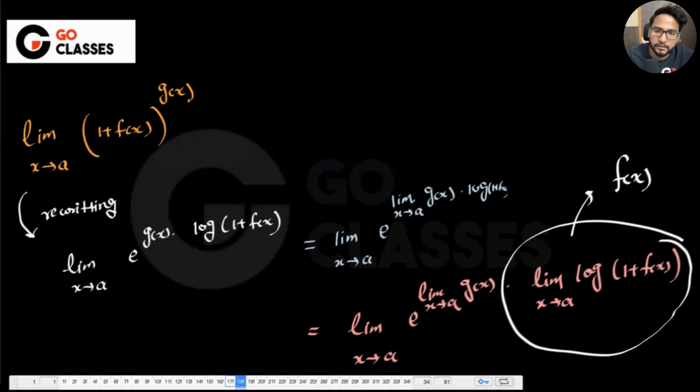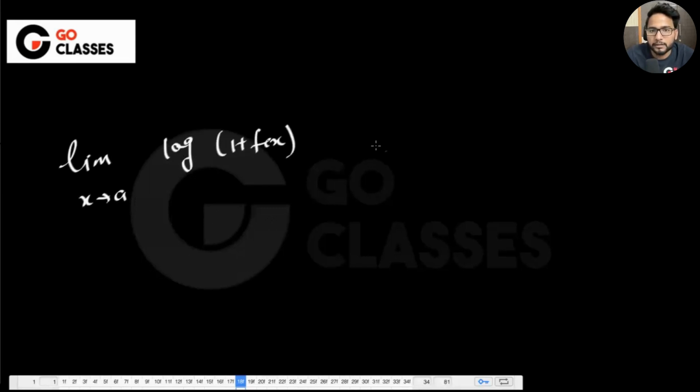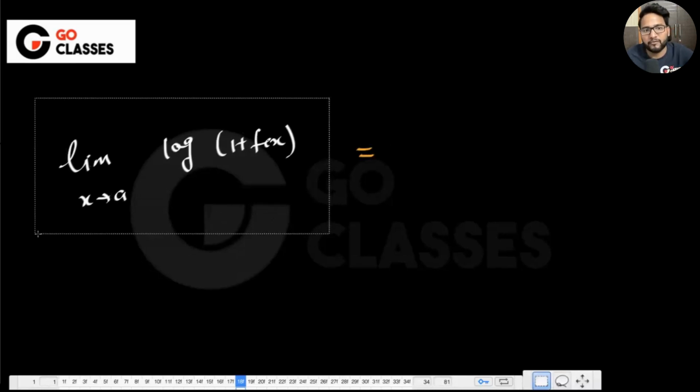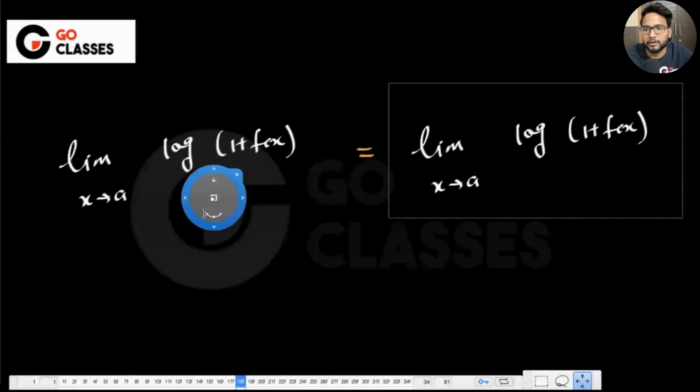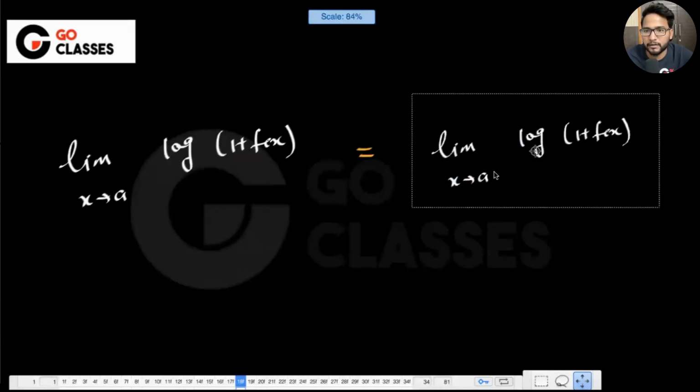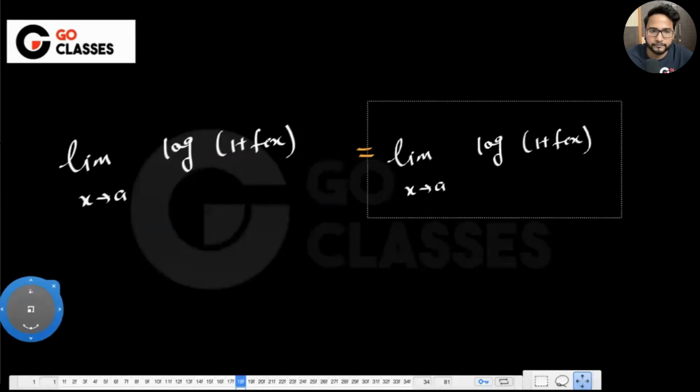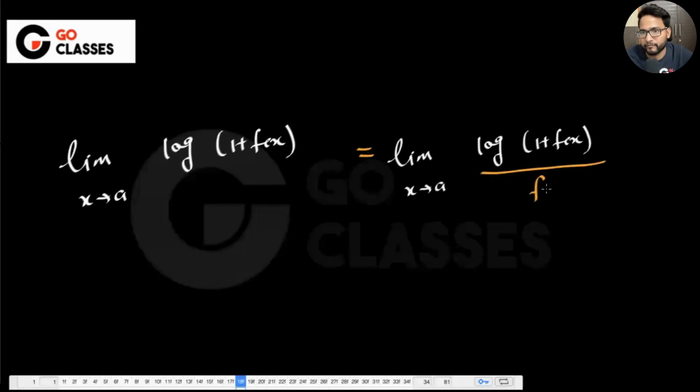See what I'm saying, that limit x tends to a of log of 1 plus f(x), right? What you can do is just multiply and divide by f(x), right? So from here, let me just multiply and divide by f(x).